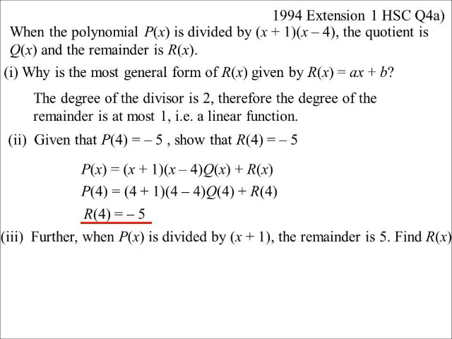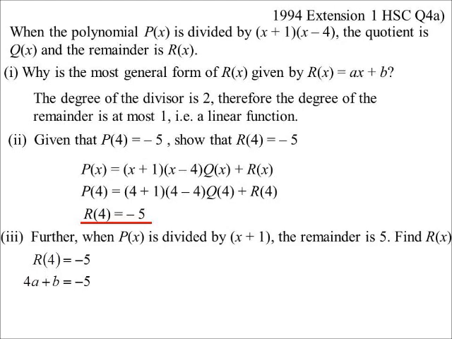Now further, we've been told that when we divide by x + 1, the remainder is 5. So now we have to find this linear function. Well, it might be a constant, but let's see what happens. So we now know R(4) is -5. Remember, we said the most general form of the remainder was ax + b. So I know 4a + b is -5. We just got to work out what a and b are.